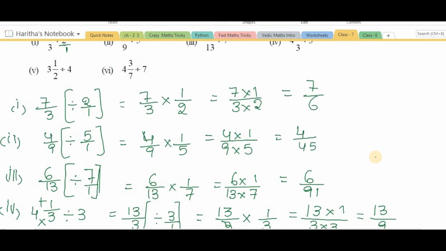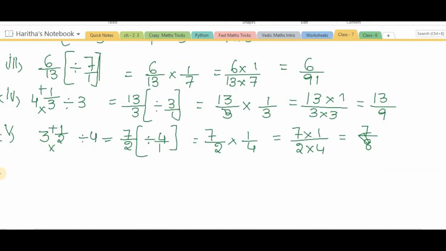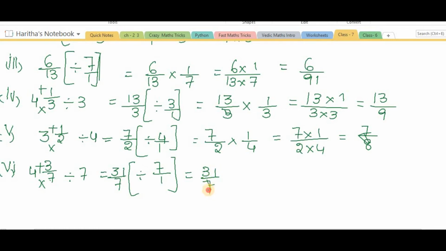And the next question here is 4 3 by 7 divided by 7. So first convert the mixed fraction into an improper fraction. 4 7s are 28 plus 3, 31 by 7 divided by 7. We'll consider the denominator 1 for this. So 31 by 7, the reciprocal of 7 by 1 is 1 by 7. As there are no cancellations, simply multiply numerators with numerators and denominators with denominators. 31 ones are 31, 7 sevens are 49.